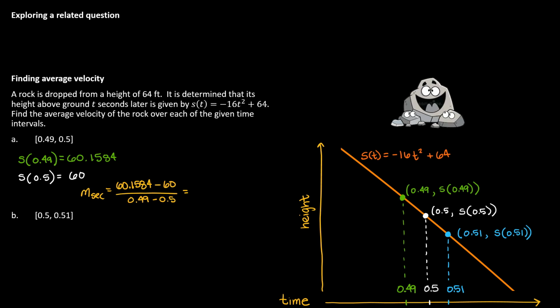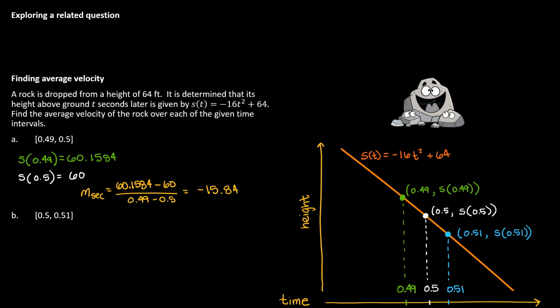So finding the difference from my interval endpoints for the denominator, I'm able to see that the approximate rate of change, this average velocity over this time interval, is negative 15.84. What that means is, over this time interval, our average rate of change says that we're falling 15.84 feet per second. Let's take a look at the second interval, so 0.5 up to 0.51.